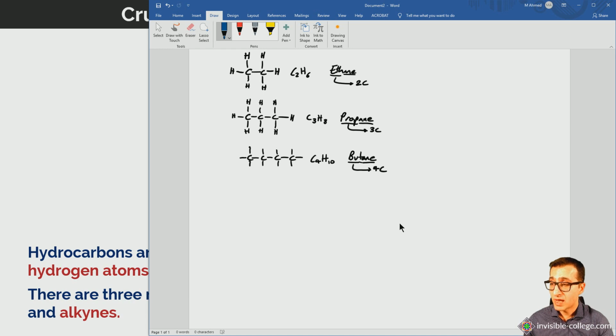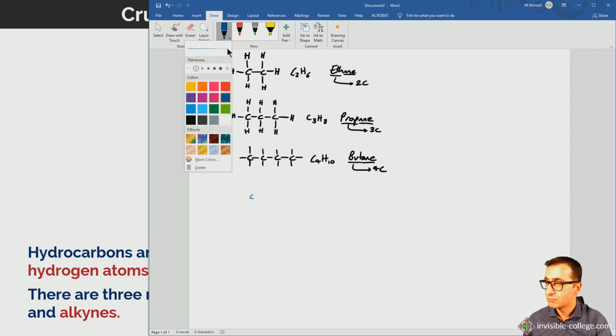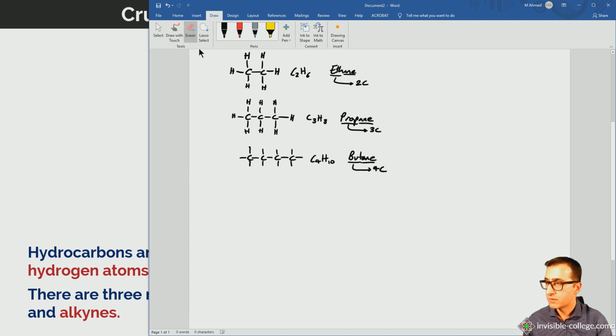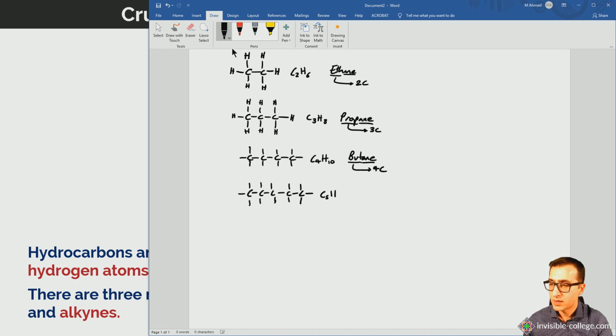The next one would have 5 carbons. Oh, not sure why it switched to blue here. Let's go back to this one. Let's get rid of this. So we have 1, 2, 3, 4, 5 carbons, and the remaining bonds are to hydrogen atoms, which I'm not going to draw again, just in the interests of time. So we see here this one is C5H12. This is going to be pentane. So ane for an alkane, pent meaning 5 carbons.